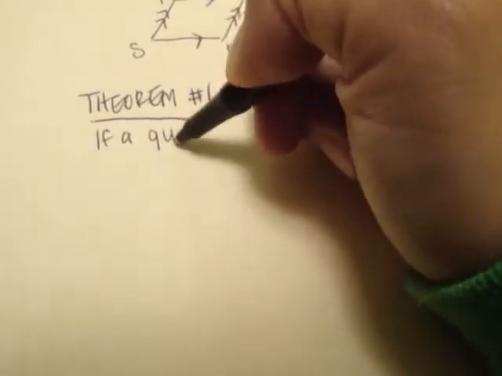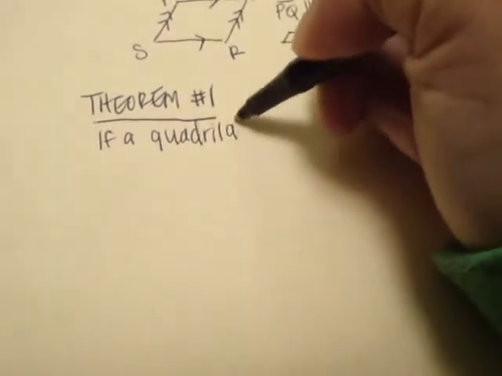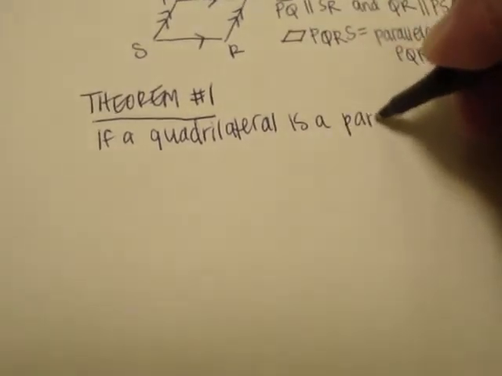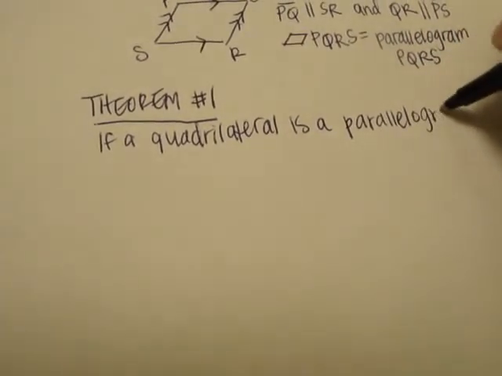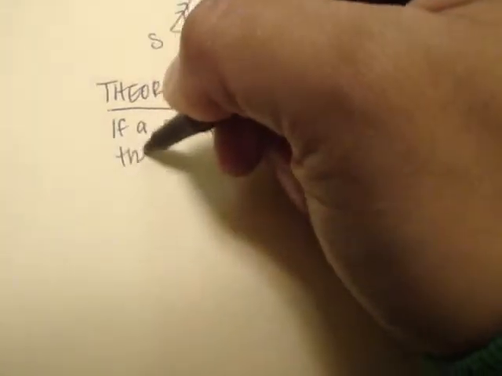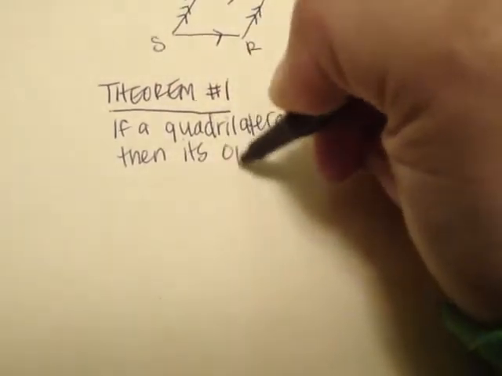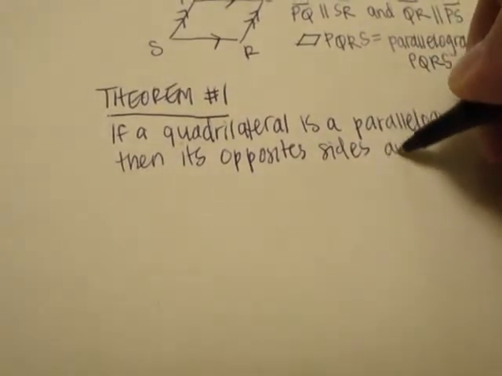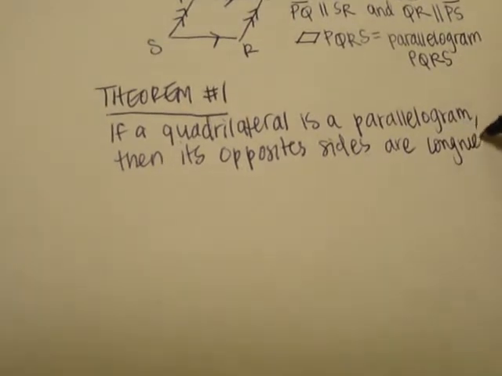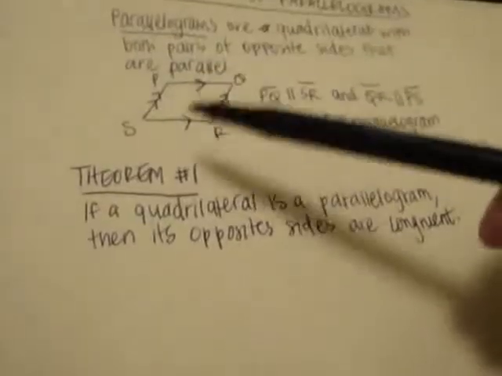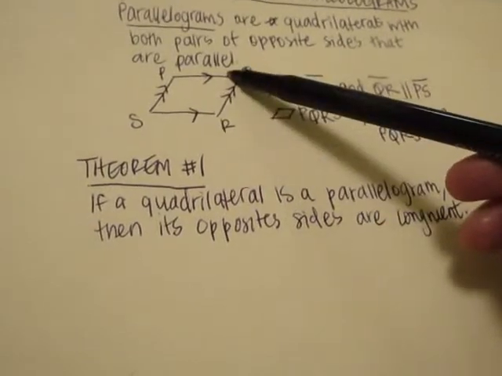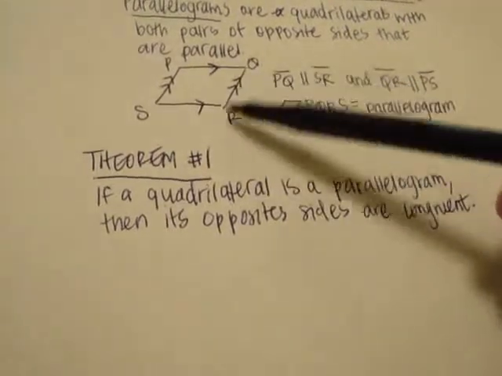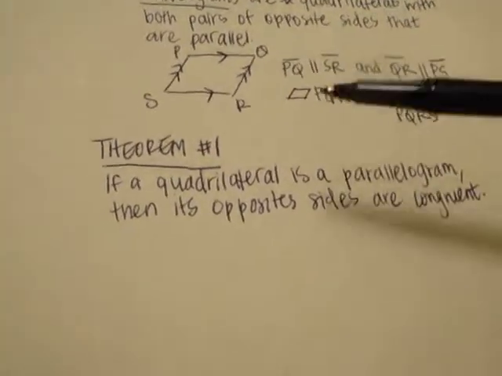If a quadrilateral, or a four-sided polygon, is a parallelogram, then its opposite sides are congruent. So not only are these sides parallel to each other, we also find out now that PQ and SR are congruent to each other, and PS and QR are congruent to each other.